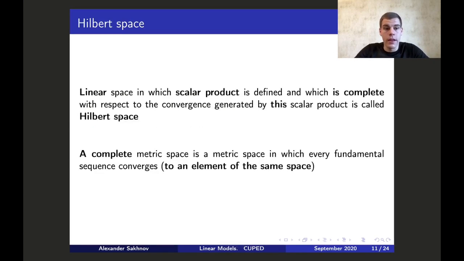Okay, this is the last definition. It's the definition of a Hilbert space. You can read it. A Hilbert space is a linear space with a scalar product that generates a norm. And we need a Hilbert space because the orthogonality principle can be used only in Hilbert spaces.